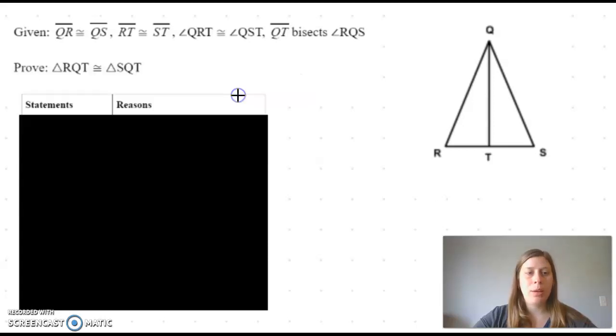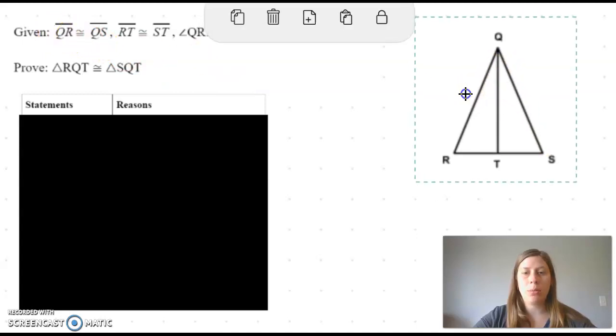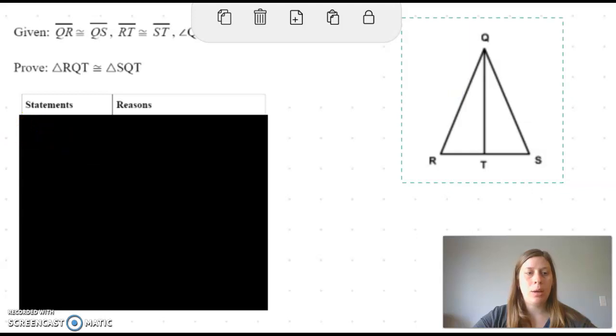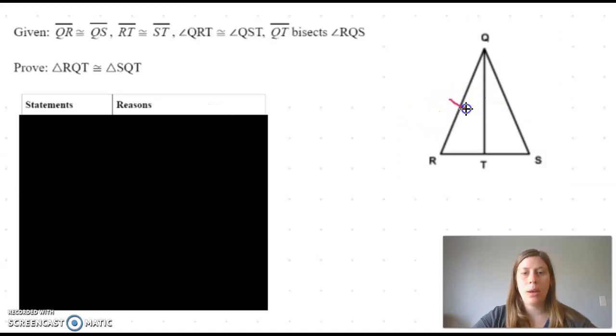So it said that QR is congruent to QS. So I can put a line on QR and a line on QS to show that those two sides are congruent. And then RT is congruent to ST. So on RT we can put 2 tick marks, and on ST we can put 2 tick marks to show they are the same length. And angle QRT is congruent to angle QST. So we know that these angles are congruent.